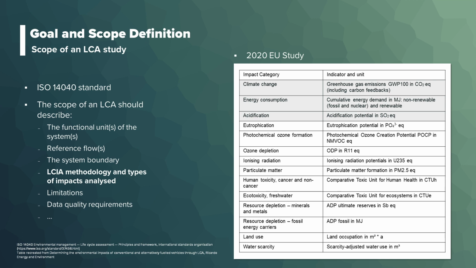So an indicator is something that is used to measure the impact, and the unit is basically how much of this indicator you're measuring. So let's take the most common example for environmental impact, which is climate change. For this, the indicator is usually the greenhouse gas emissions in terms of global warming potentials. And this is computed using carbon dioxide equivalents, including carbon feedbacks.